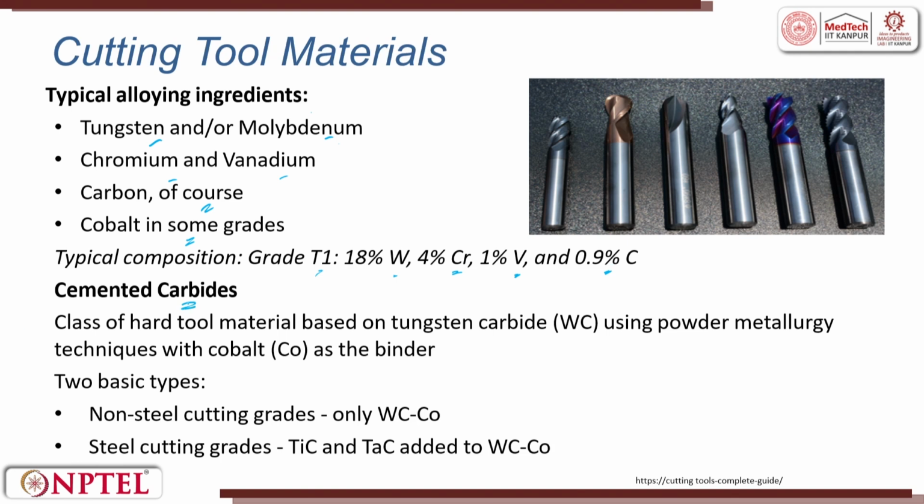When we talk about tungsten carbide, these are a class of hard tool materials based on tungsten carbide, made using a powder metallurgy technique along with cobalt as a binder. There are two types here: only tungsten carbide and cobalt, which we use for the non-steel cutting grade. For the steel cutting grade, we have, along with this, other alloys of titanium carbide and tantalum carbide added. When you add these alloying elements, it makes sure that you retain hot hardness, wear resistance and toughness.